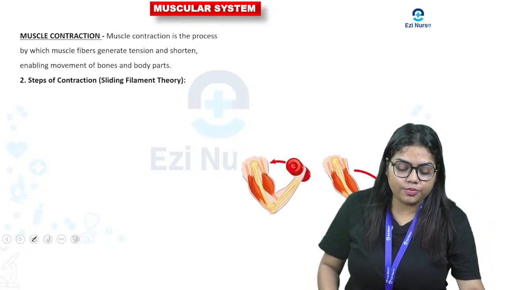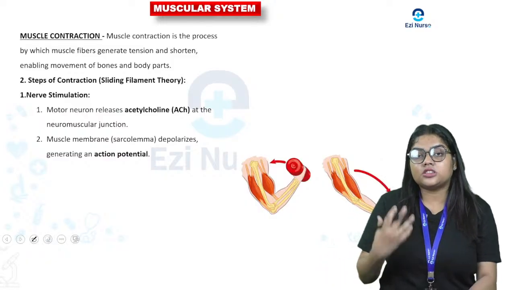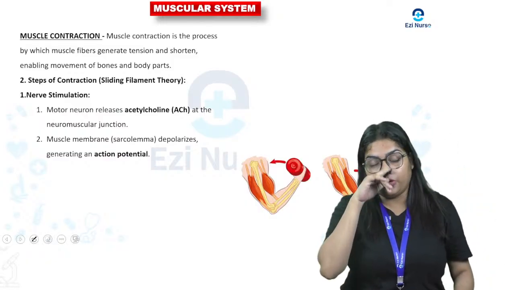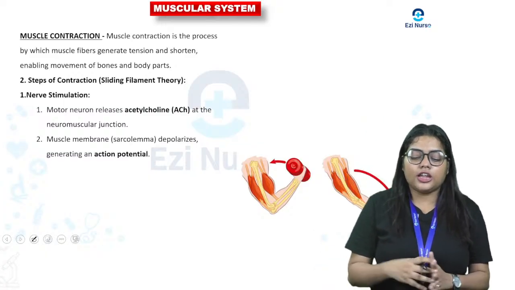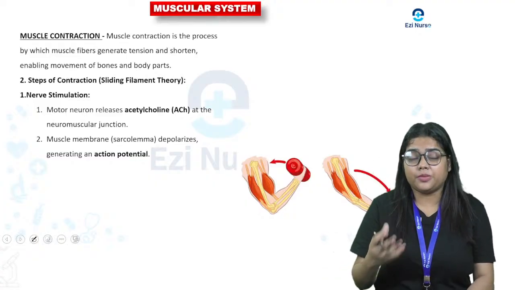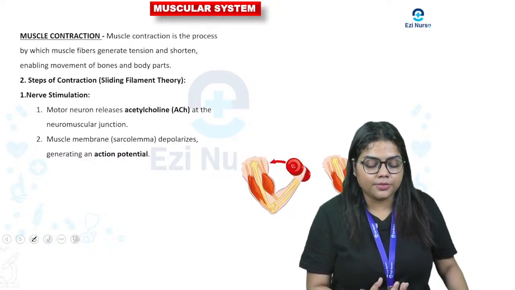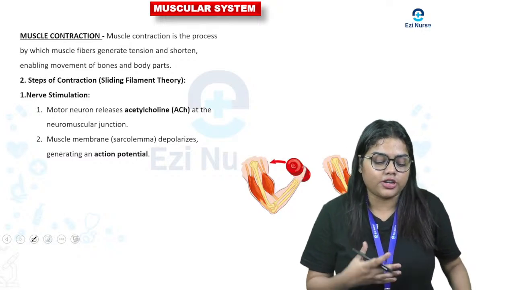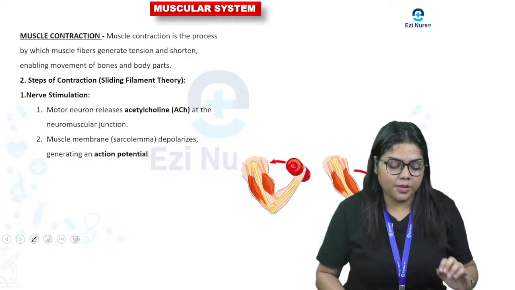Next, we will come to the muscular system. The muscular system will help the bones to do more action. It will provide the energy. In the muscular system, muscle contraction is a very important question. It is the process by which the muscle fibers generate tension and shorten, enabling the movement of bones and any kind of body part.